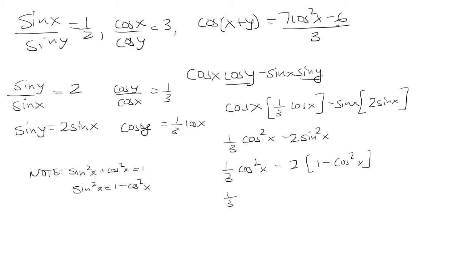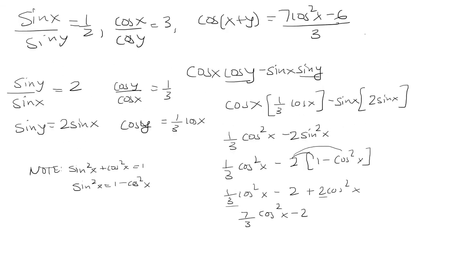We have 1/3 cosine squared minus 2 plus 2 cosine squared. Okay, so here we're distributing the negative 2 to both the 1 and the negative cosine squared. Now, we have two cosine squared terms, the 1/3 and the 2. So that's going to be 7/3 cosine squared minus 2.